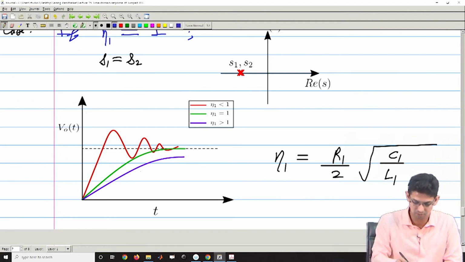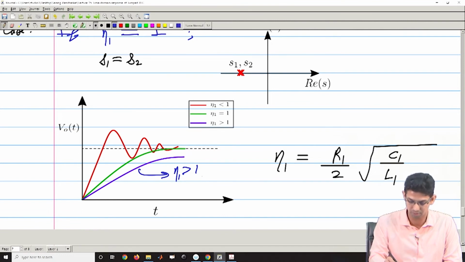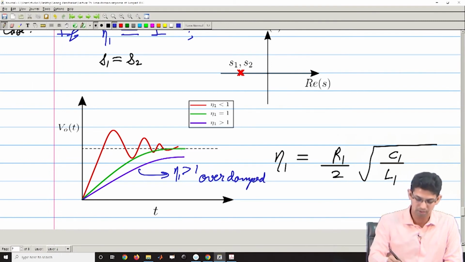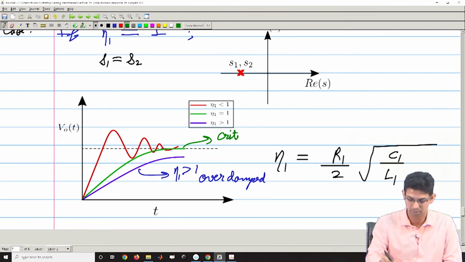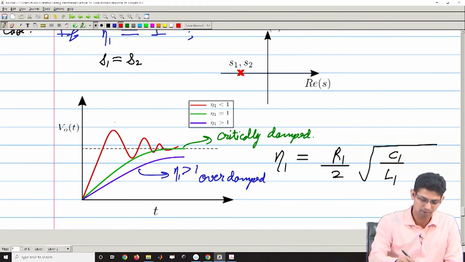So, here this would be the case where eta is greater than 1, and this is the case where your output is over damped. Then this would be the case where this is critically damped, just critically damped, and then there is this case when there is an overshoot present, and this is the case of under damped.